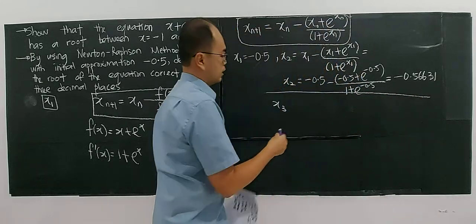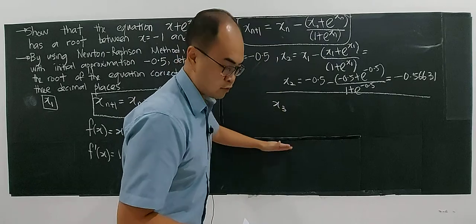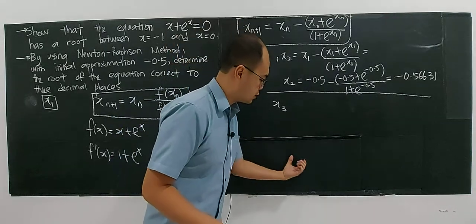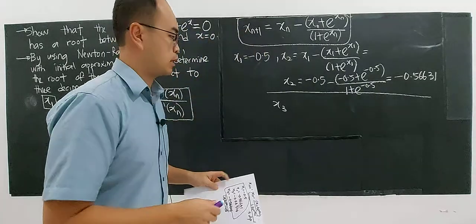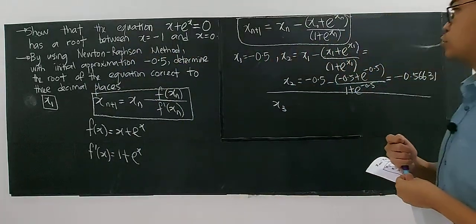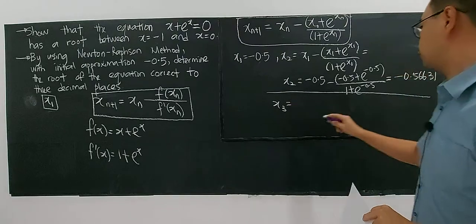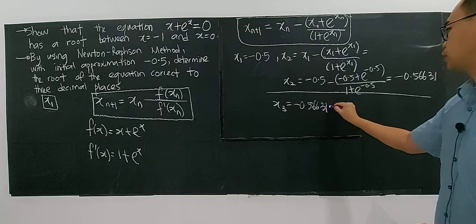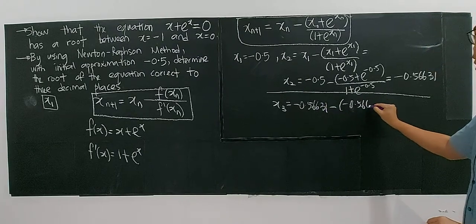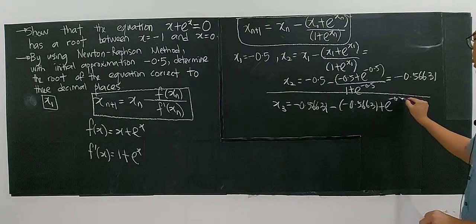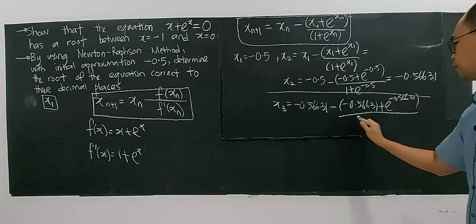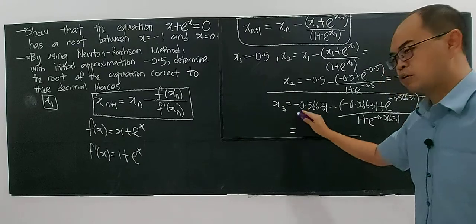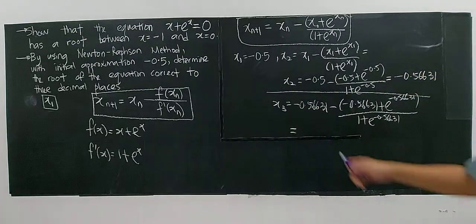You want to find x3, meaning that if you keep going with x2, x3, x4, the value will become constant. The value that is already constant will be the root for this equation. So how to find x3? You substitute the value of negative 0.56631 plus e to the power of negative 0.56631. You just write this to show what you are actually doing. Then you know the value. You don't need to key into the calculator one more time.